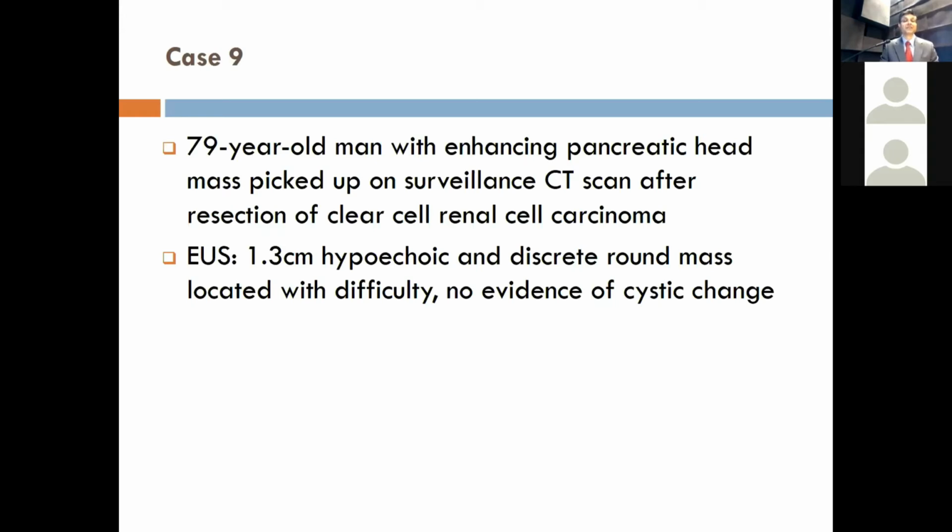The patient is a 79-year-old man with an enhancing pancreatic head mass, picked up on surveillance CT scan after the patient underwent resection for clear cell renal cell carcinoma. On EUS, it was a 1.3 centimeter discrete round mass that was difficult to locate, and it showed no evidence of cystic change.